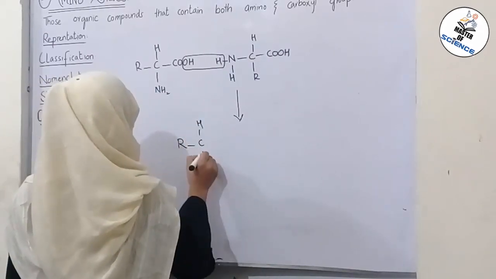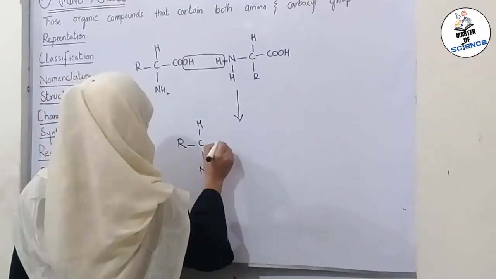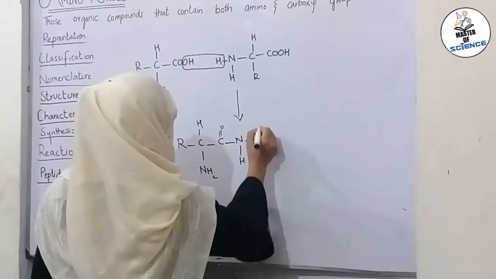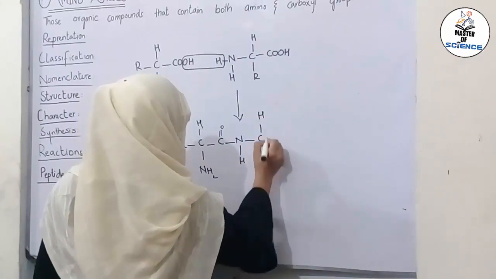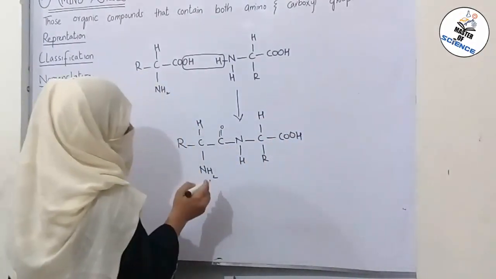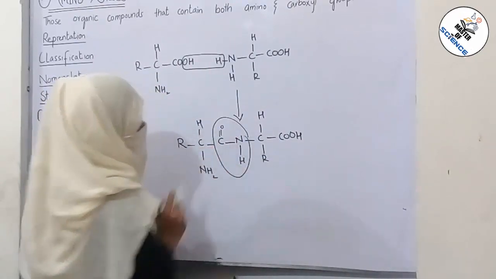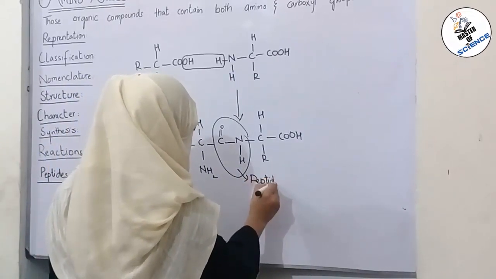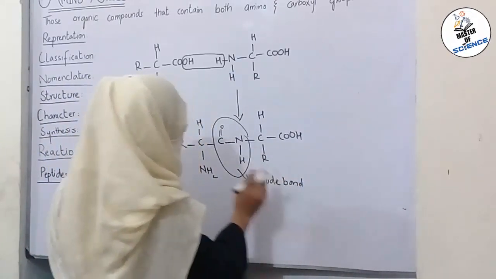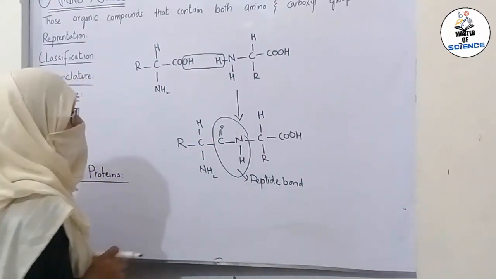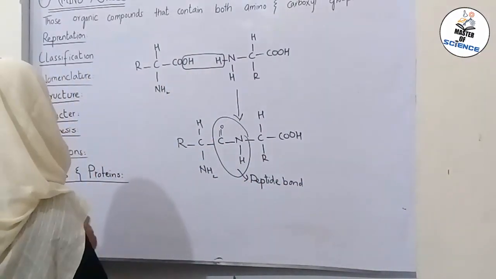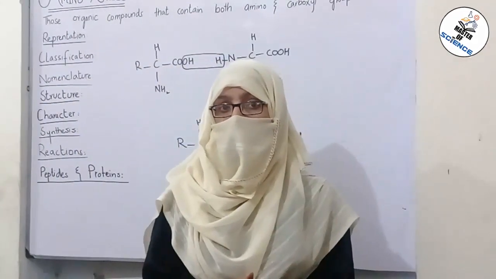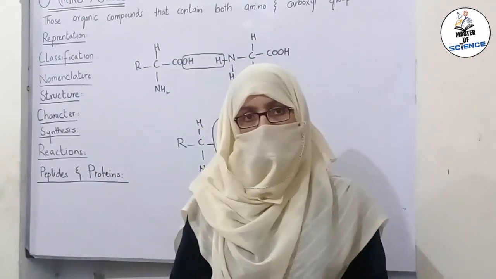Then this combination, or this type of bond, is called a peptide bond. So a peptide bond is basically a CONH group. This is called a peptide bond. Okay, and hundreds of thousands of these peptides combine to form a polypeptide and ultimately form proteins.